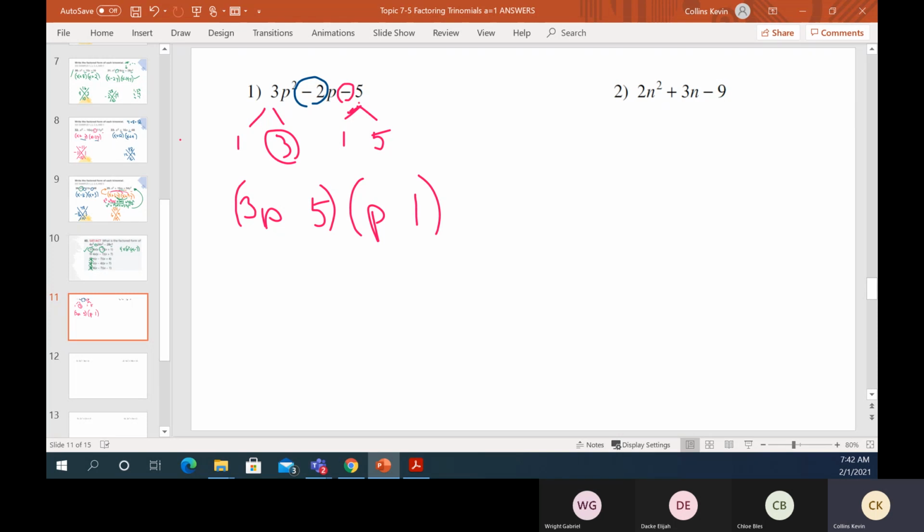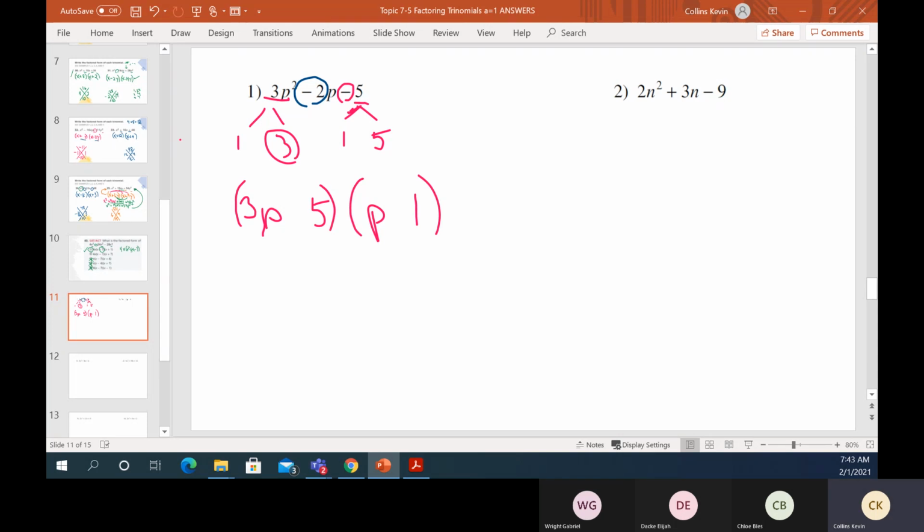Now here's what's going to happen. We're all about the middle term. This is where things are going to get weird, right? Everything else is fine because 3p times p is going to give 3p squared, check. 5 and 1 will give you 5, check. Got to deal with the sign yet. We're going to get there, right?